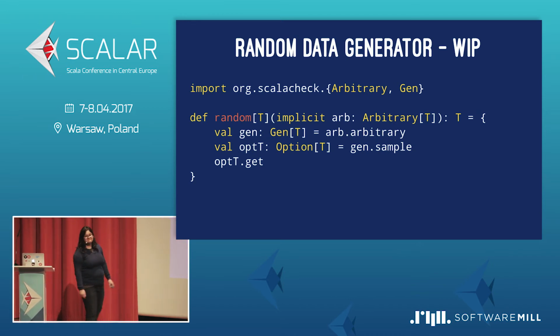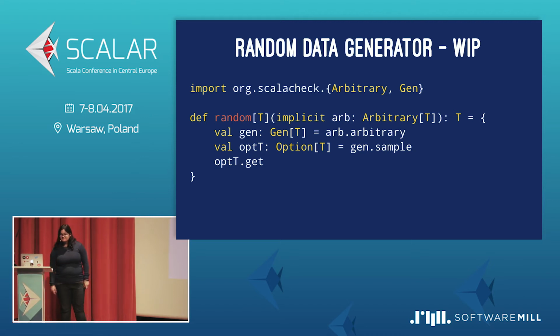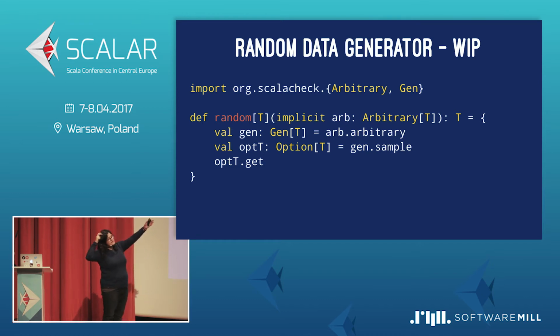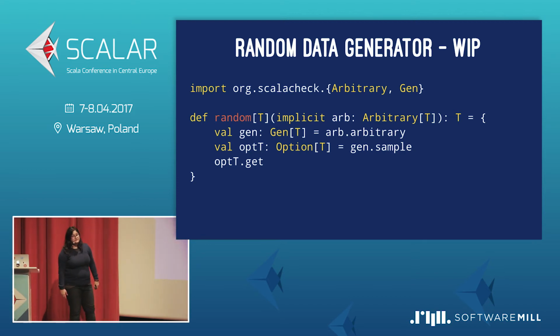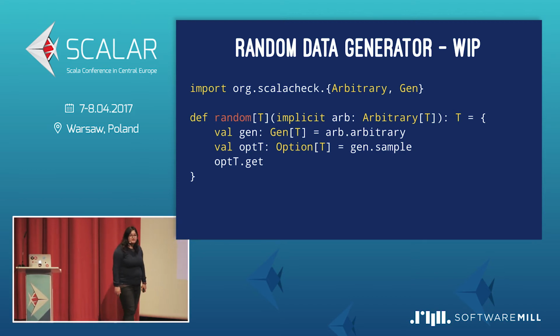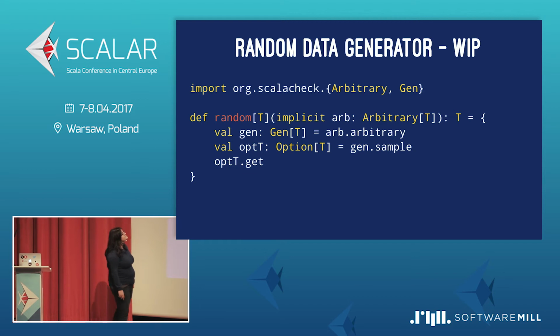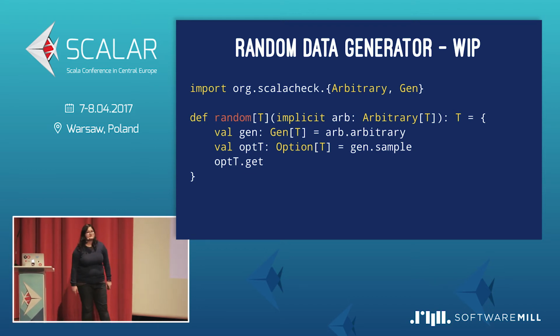Done. It works. Kind of works, though, right? Because how am I going to get the arbitrary of t, right? It's not anywhere in the scope. So something that we could do is, for every type, write an arbitrary, right? That could work. That would be extremely boring, as boring as writing the static fixtures. So is there a better way of doing that?